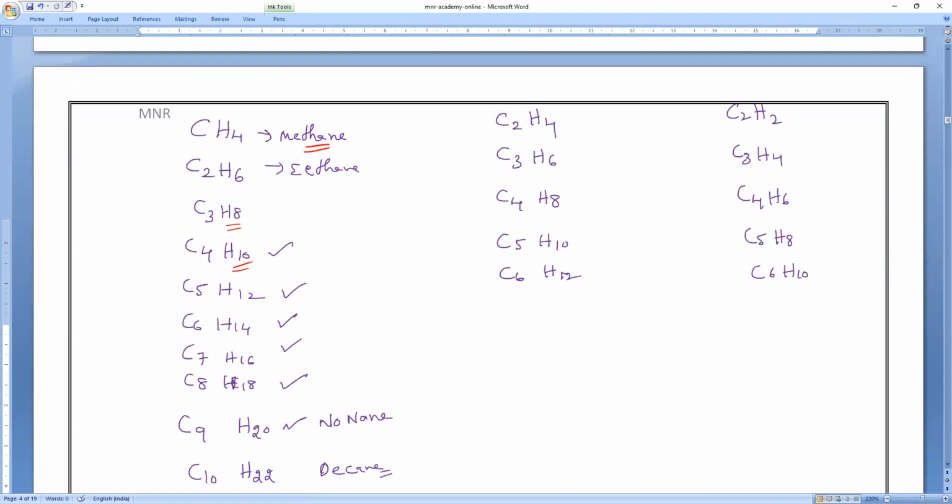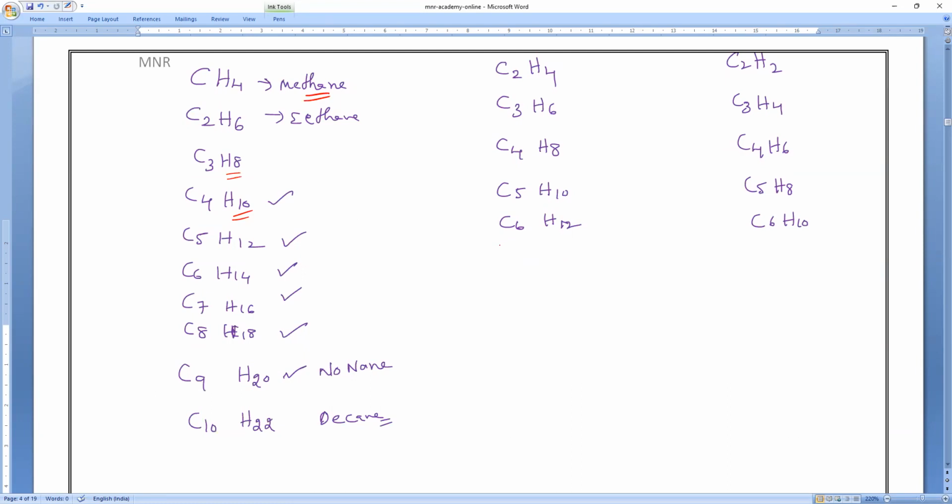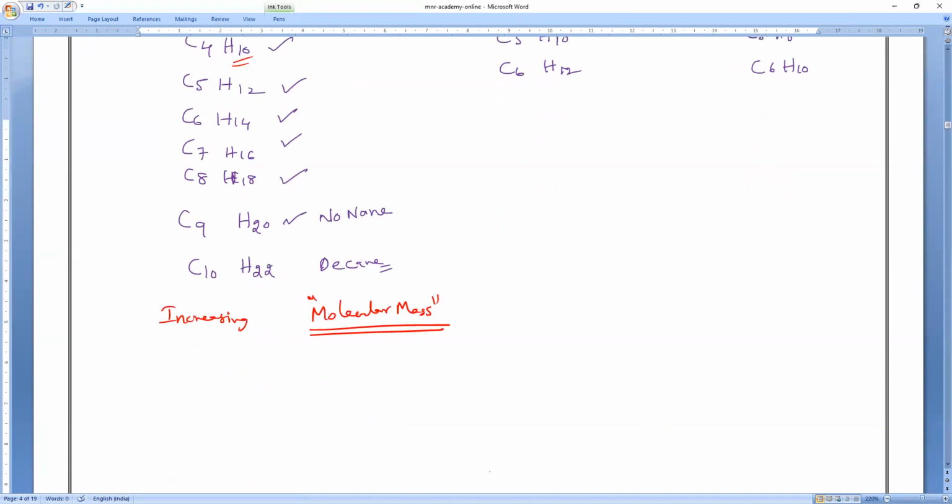Homologous series means, remember, all the organic compounds are arranged in order of increasing molecular mass. Arranged in order of what? Increasing molecular mass. In class 9 you studied molecular mass, in the third chapter, atoms and molecules, you studied atomic mass and molecular mass. Anybody remember? Now you should learn it again. They are all arranged in increasing order of molecular mass. Clear, everyone?